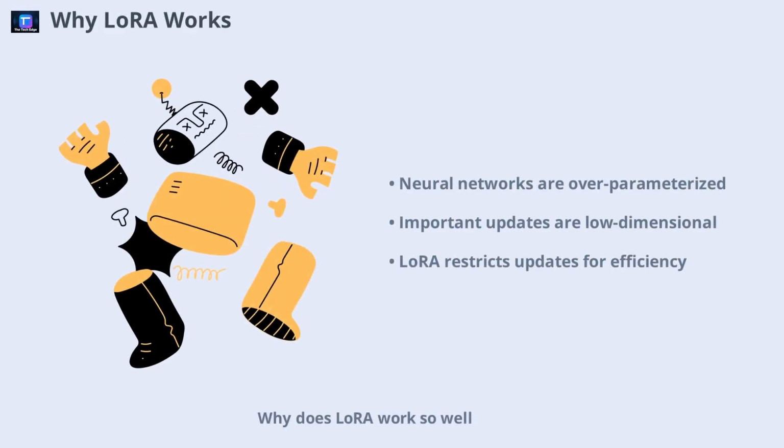Why does LoRA work so well? Neural networks are often over-parameterized, meaning many directions in their weight space don't affect the output much. The most important updates during fine-tuning usually lie in a low-dimensional subspace. LoRA takes advantage of this by restricting updates to that subspace, making the process efficient and effective. It's like tuning a guitar, by adjusting just a couple of strings instead of rebuilding the whole instrument. This approach preserves the original model's knowledge and makes switching between tasks a breeze.